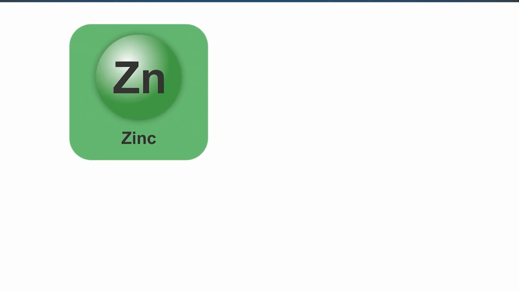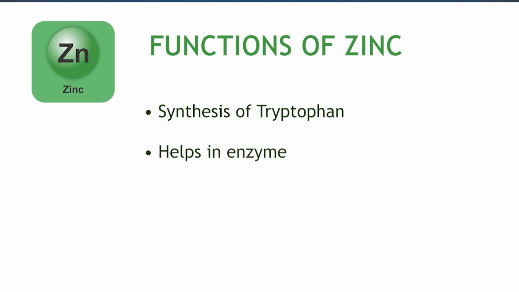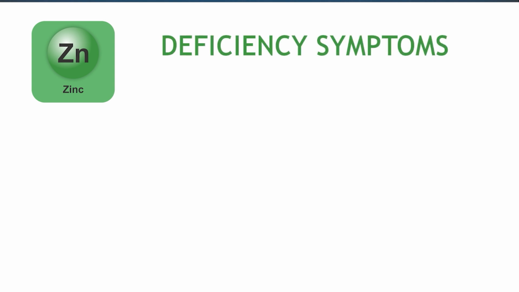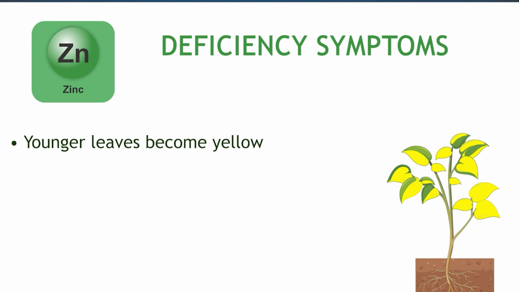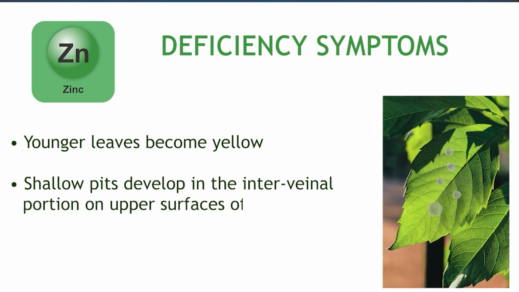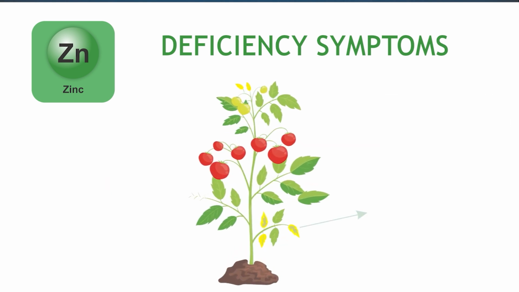Seventh, zinc. Its functions are synthesis of tryptophan, helps in enzyme action, essential for protein synthesis and seed production, fastens the rate of maturity. Its deficiency symptoms are younger leaves become yellow. Shallow pits develop in the intervenal portion on the upper surfaces of matured leaves. Leaves show intervenal necrosis while midrib remains green. In tomato, small narrow yellow leaves with black spots.